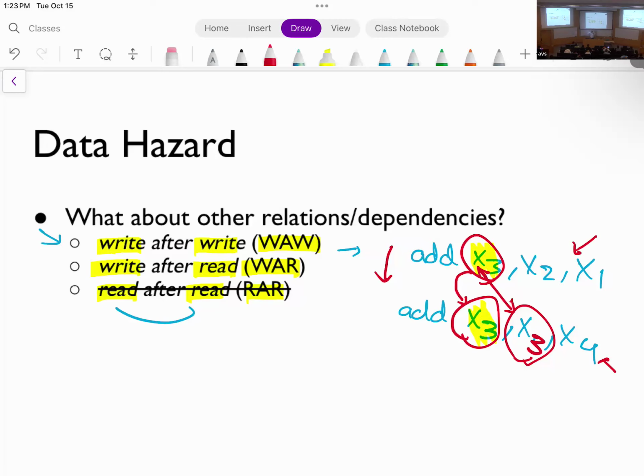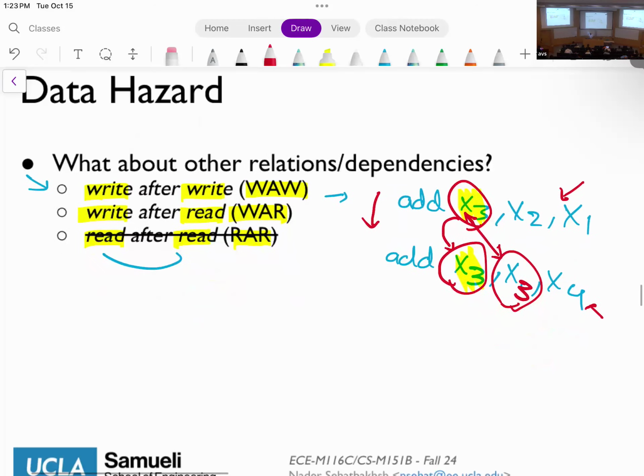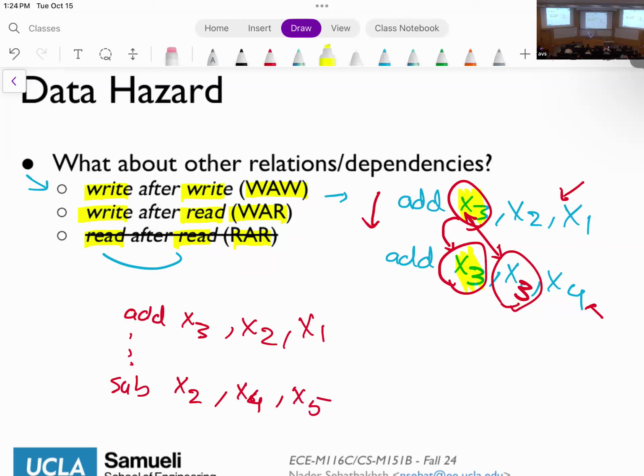Okay? So as long as I don't do any sort of reordering of instructions, I'm not going to have a write after write data hazard, because I always write to the same register over and over, and as long as these writes happen in order, then I'm good. Okay? What about write after read? So I'm going to have something like this: add x3, x2, x1, and then sometime later, let's say I have sub, and then x2, let's say x4 and x5. So I'm going to have a situation where I'm writing after reading. Is this a problem or not?